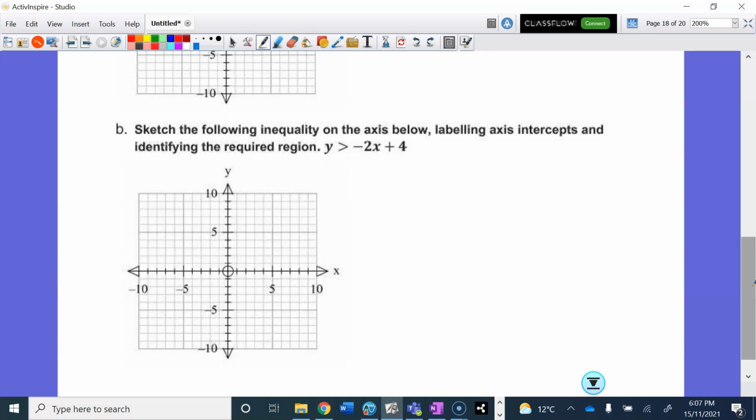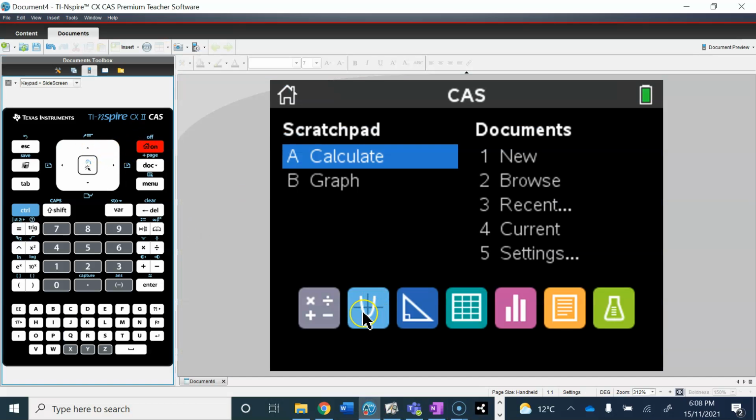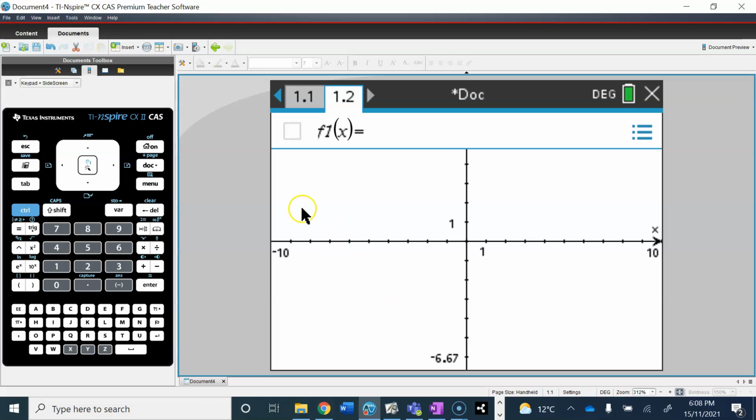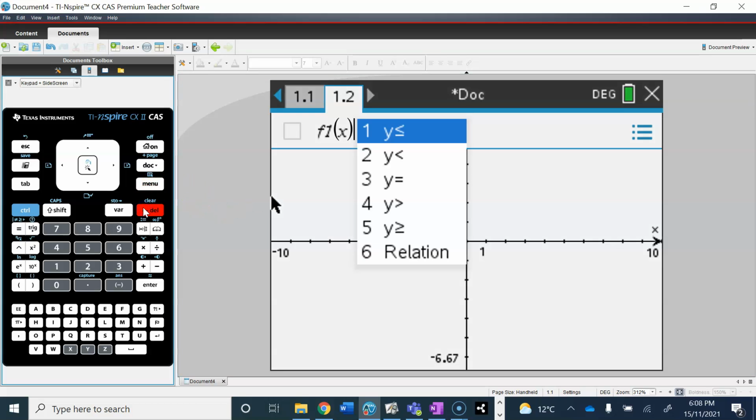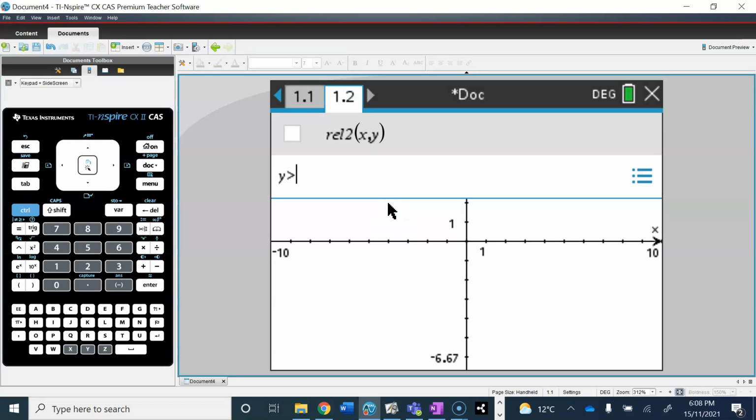Okay, so in something like that one, y greater than negative 2x plus 4, and you put that into your calculator, go on a new page so you've got a nice clean graph. Delete, y greater than negative 2x plus 4.